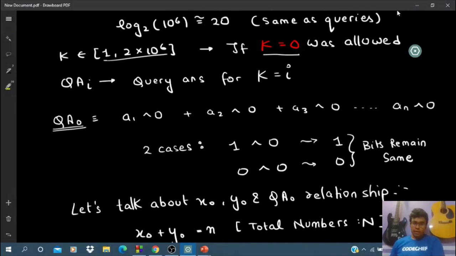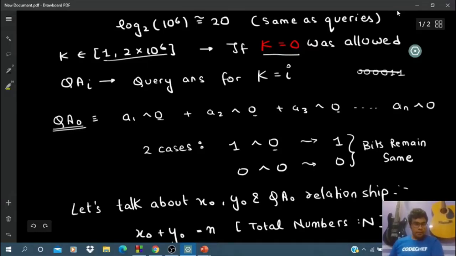So let's talk about what QA0 will give us. There are two cases. We remember we talked about this: when we XOR with 0, that means that all of the bits before it are also 0. And when I XOR something with, let's say, 1 1, I'm going to assume that all the bits before it are 0 as well. Okay, so this is one thing to keep in mind.